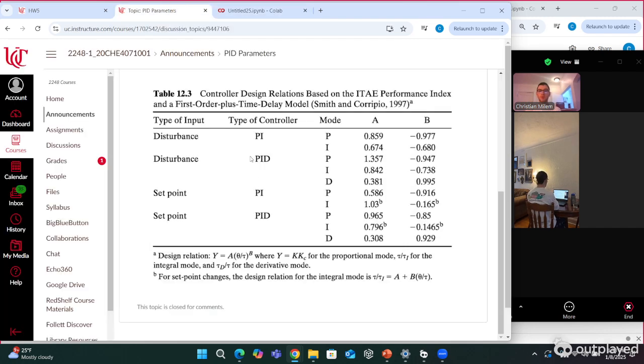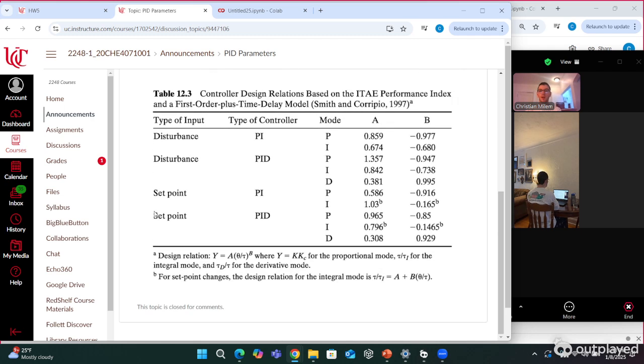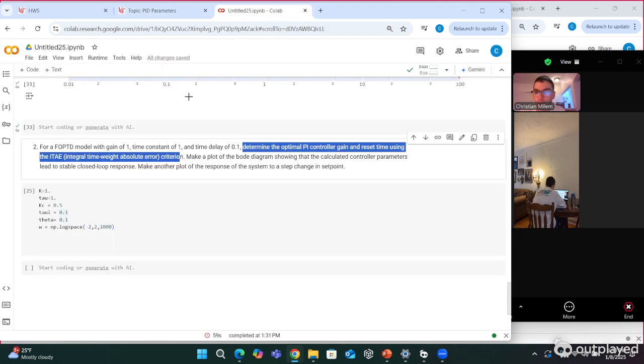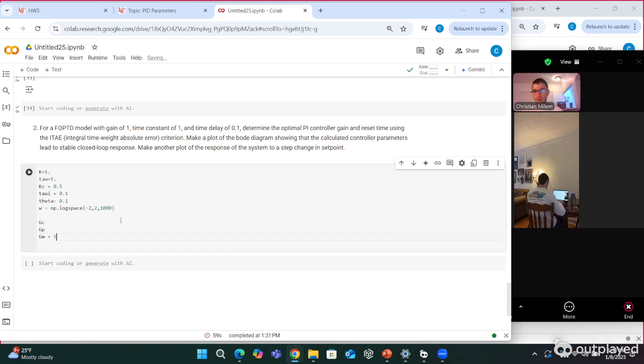So that's going to be determined by this. This is the integral of the time weighted absolute error. We're using a set point, obviously, and then we're using a PI controller. So we're going to use these 4 parameters. But first, let's just go ahead and simulate what our system is. So we, of course, have our GC, a GP, and a GM. Luckily, the GM is 1. That is the easiest.